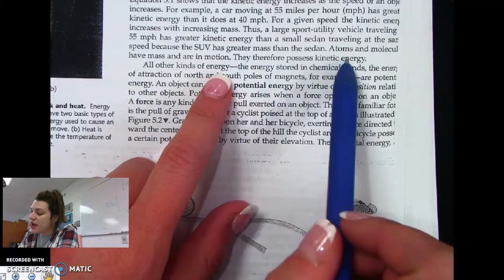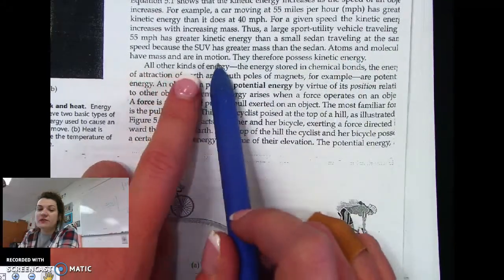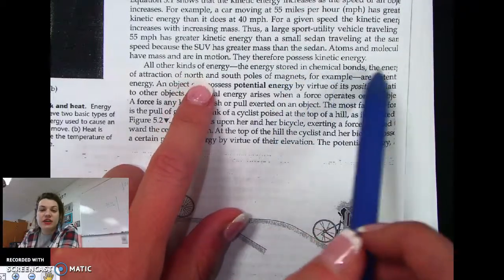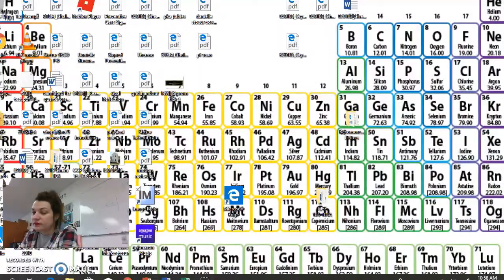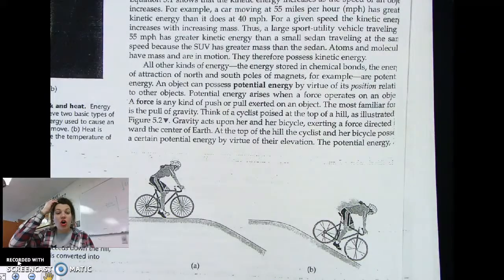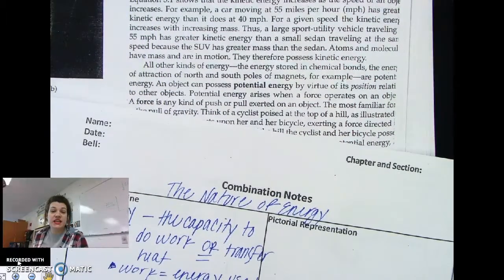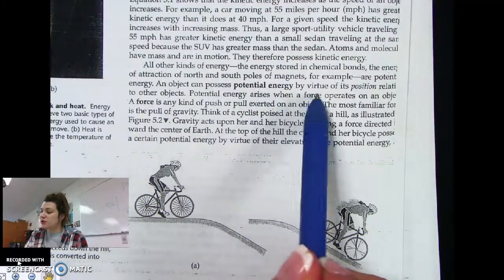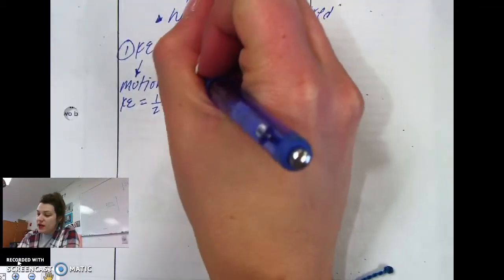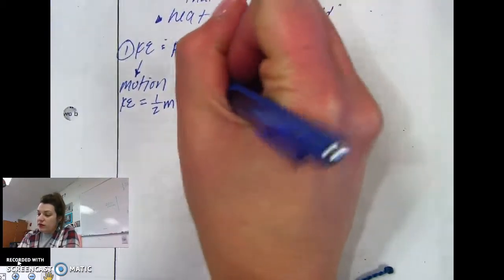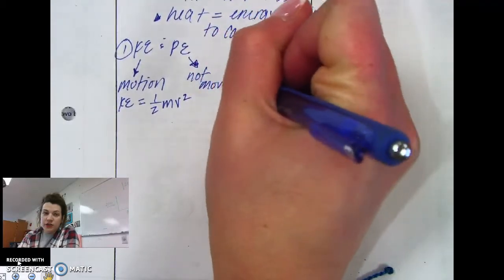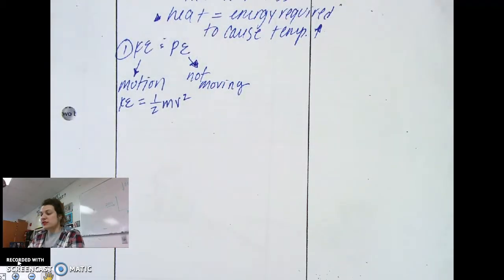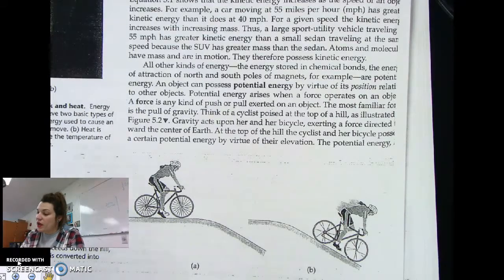This is important, though. It says, atoms and molecules have mass and are in motion. Therefore, they possess kinetic energy. Okay, that's important. Okay, all other kinds of energy, the energy stored in chemical bonds, is the potential energy. So it says an object can possess potential energy by virtue of its position relative to other objects. So potential energy is my not moving energy. Okay, so kinetic's moving, potential is not moving. That's what it says.